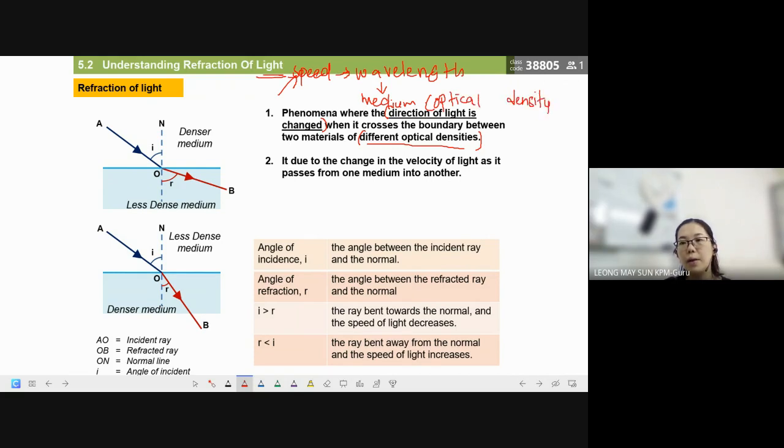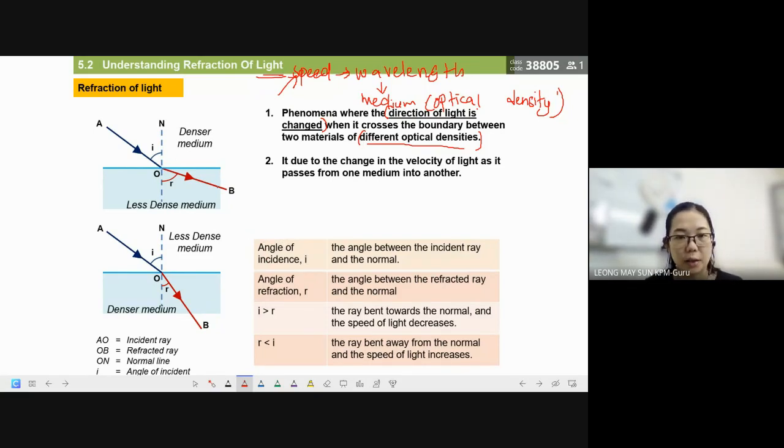So later on, whenever we say less dense medium to a denser medium, we're talking about the optical density here. We're not talking about the physical density of mass over volume. The next thing is the change in the velocity of light as it passes from one medium to another. Here I want to clarify some things regarding refraction of light. What do the words mean and what do they correspond to?